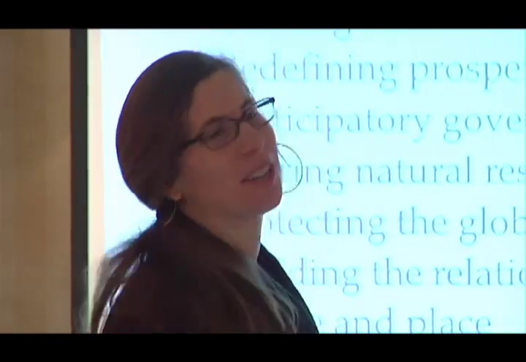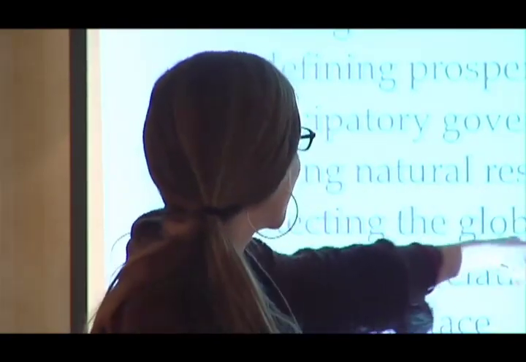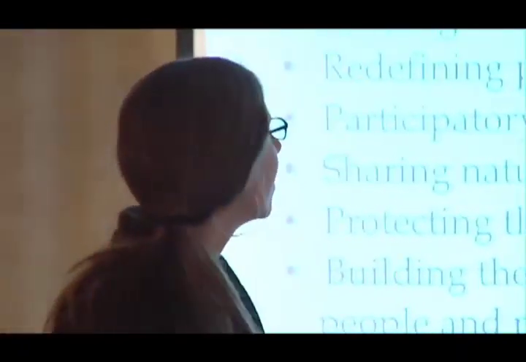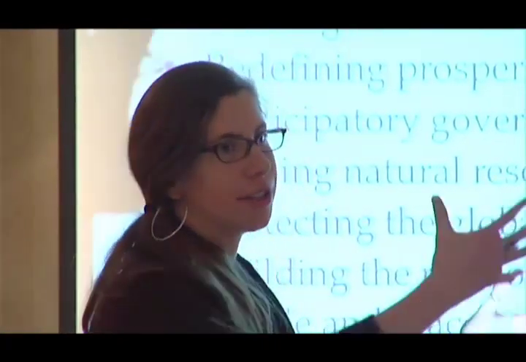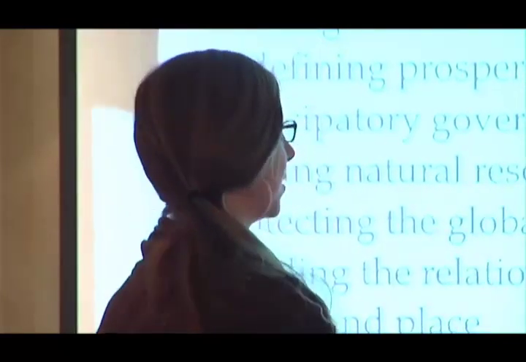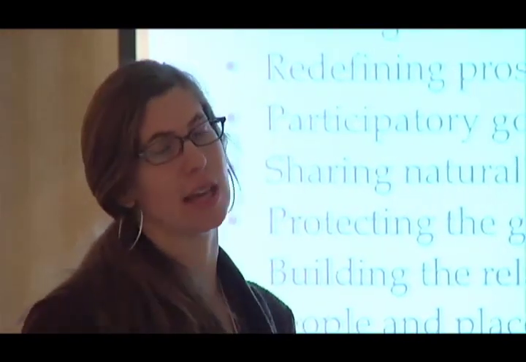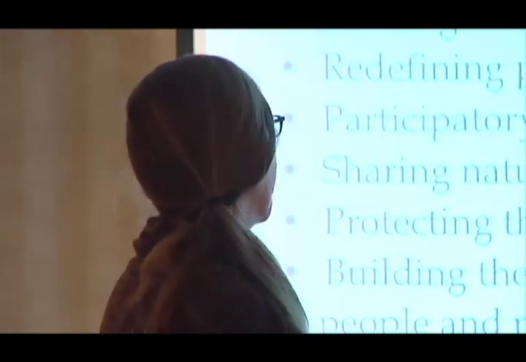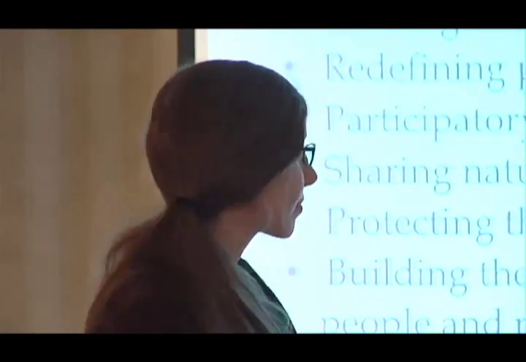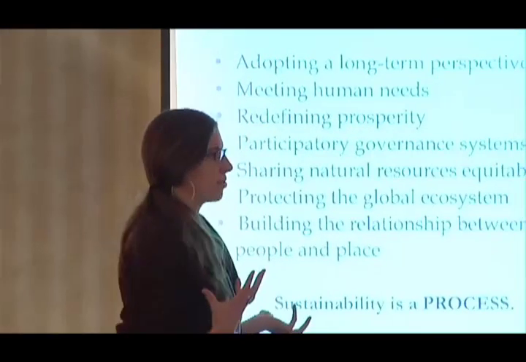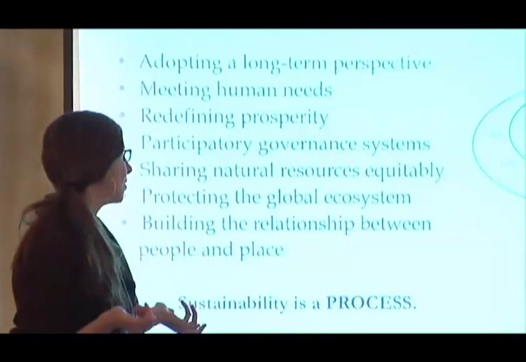Anything else? No. So for us, when we talk about sustainability, you can see here this diagram. We tend to think about it beyond the three pillars, which you hear a lot about, and thinking about it more as a sphere. So we have the sphere of the ecosystem, and within that, we have a sphere of society and a sphere of economy. So we're adopting a long-term perspective while meeting human needs now as well as human needs in the future, and redefining prosperity within participatory governance systems, and sharing natural resources equitably while protecting the global ecosystem.